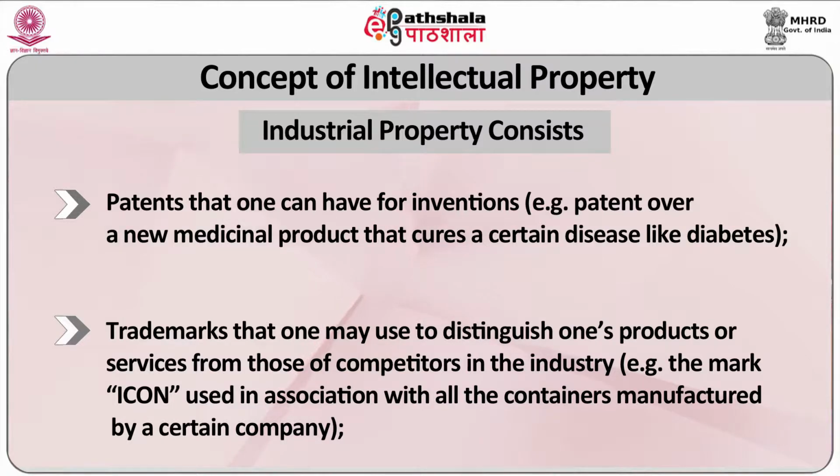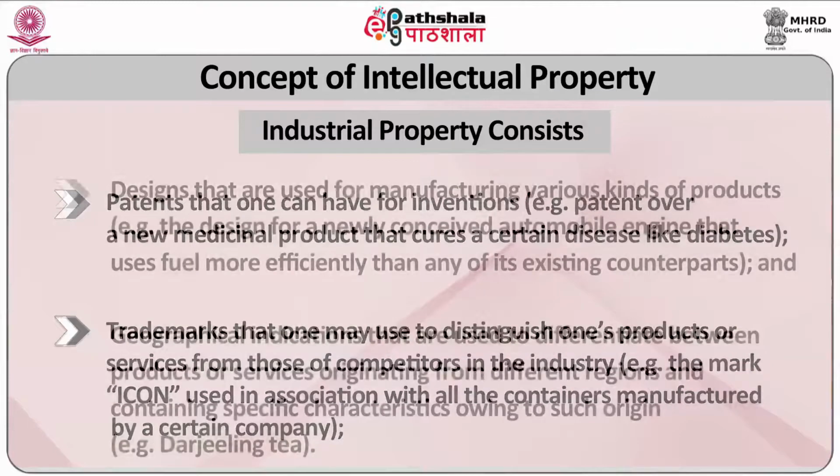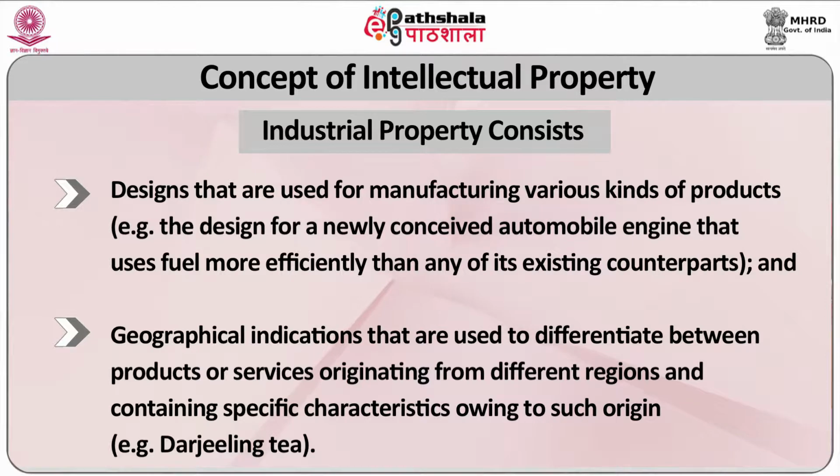Now, industrial property itself consists of property such as patents that one can have for inventions, such as a patent over a new medicinal product that cures a certain disease like diabetes, say, trademarks that one may use to distinguish one's products or services from those of competitors in the industry, such as the mark Icon used in association with all the containers manufactured by a certain company, designs that are used for manufacturing various kinds of products, such as the design for a newly conceived automobile engine that uses fuel more efficiently than its counterparts.